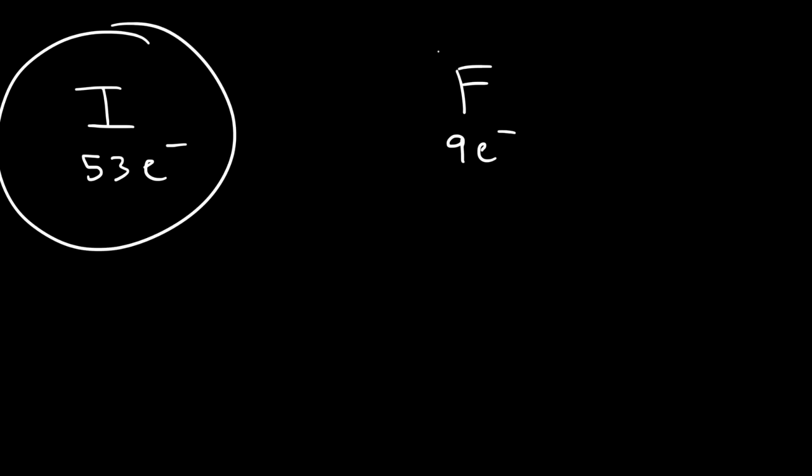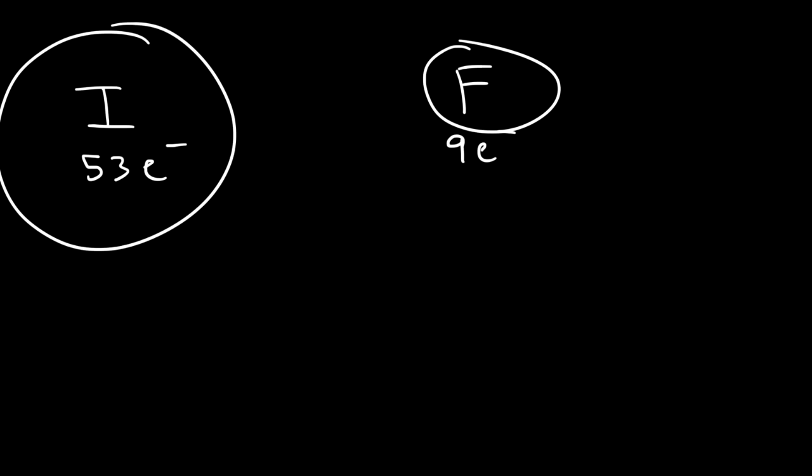Now, London dispersion forces are dependent on the number of electrons that are found in an atom. So for example, iodine, which has about 53 electrons, is more polarizable than fluorine, which has about 9 electrons. And so iodine is a bigger atom than fluorine. And typically, larger molecules with more electrons are more polarizable than smaller molecules. The term polarizability means that the electron cloud can easily become distorted.